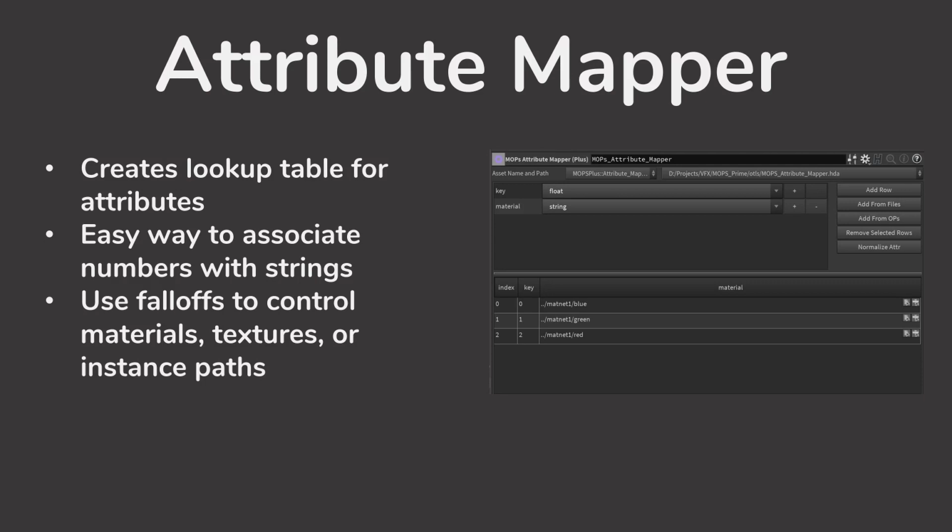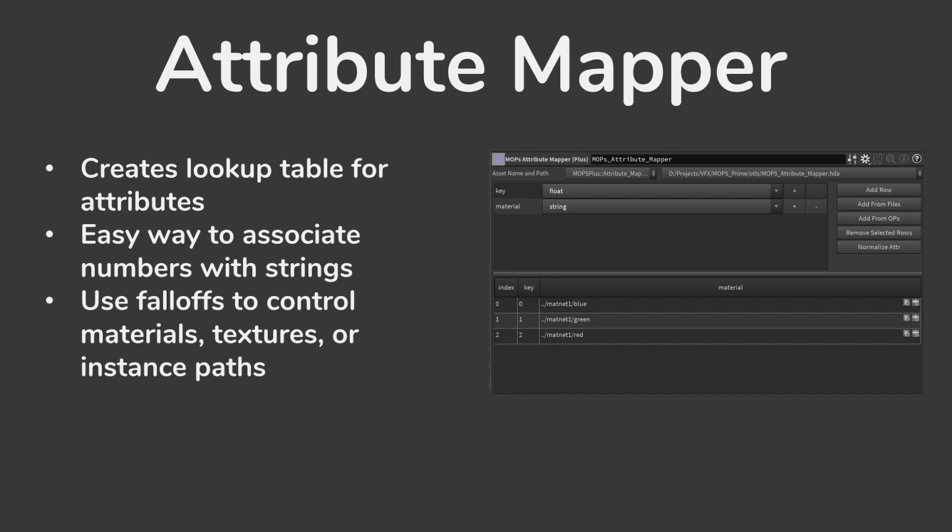The MOPs Plus attribute mapper creates relationships between attributes. You can think of this a little bit like a spreadsheet or like a lookup table. You have a simple key attribute that's usually just a number, and then one or more attribute values associated with that number. For example, in this screenshot here, 0 is blue, 1 is green, and 2 is red. In the screenshot here, we're actually associating those numbers with operator paths to materials.